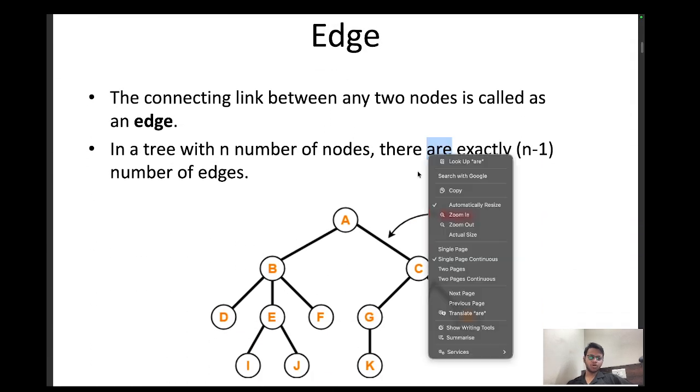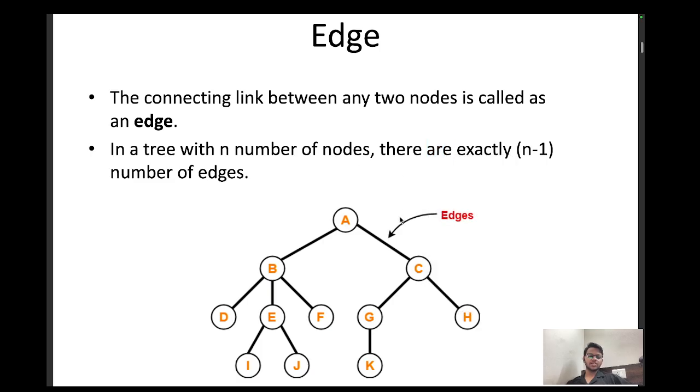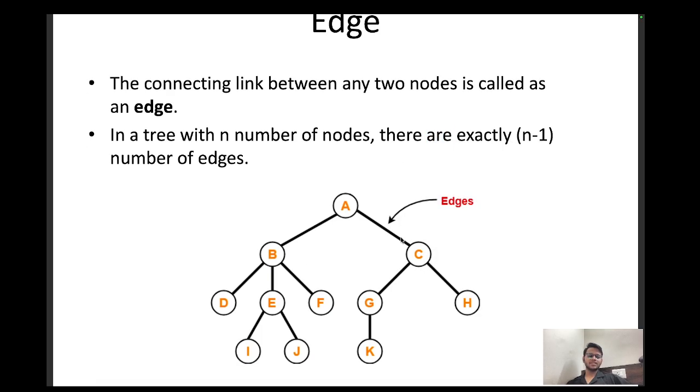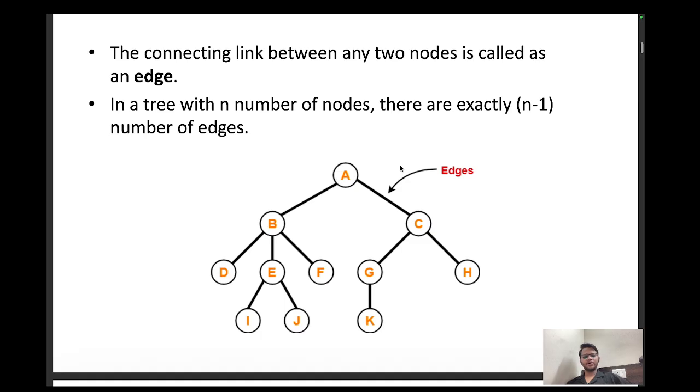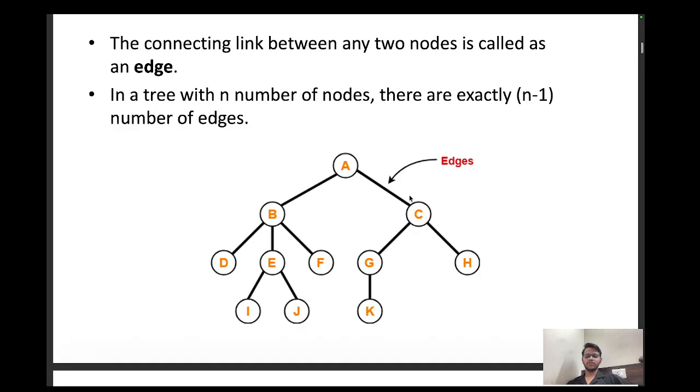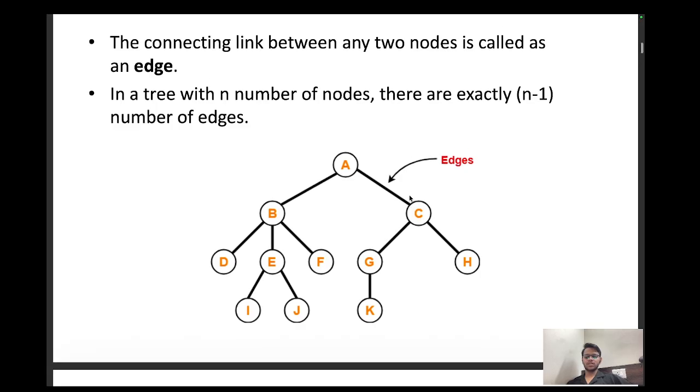Now let us know about edges. The connecting link between any two nodes is called an edge. I've already told you this; the same concepts are being repeated, or they are just written for your information. So those are the things.